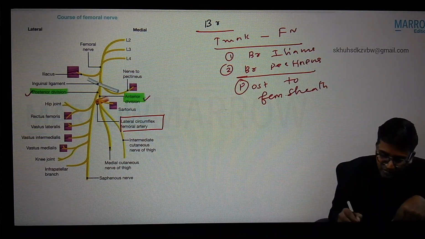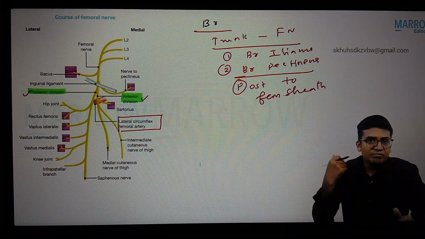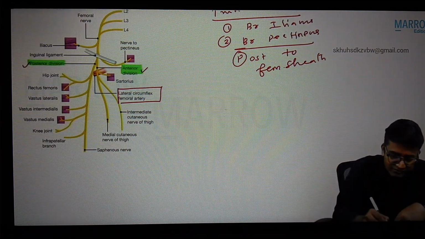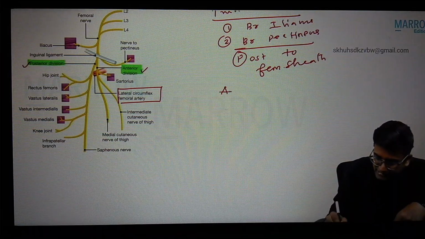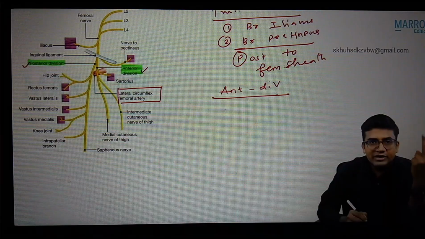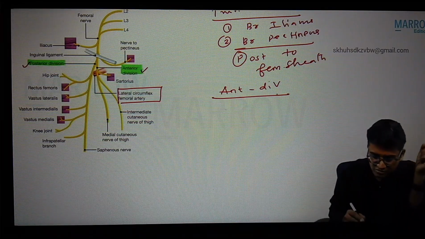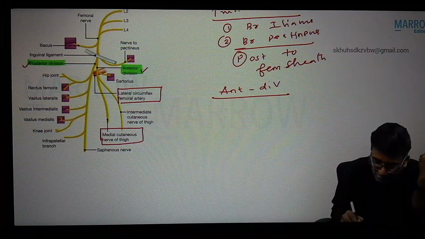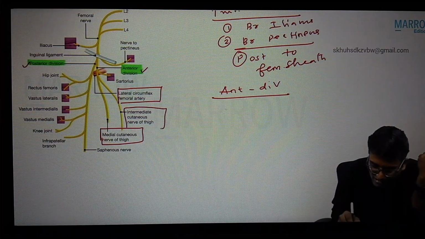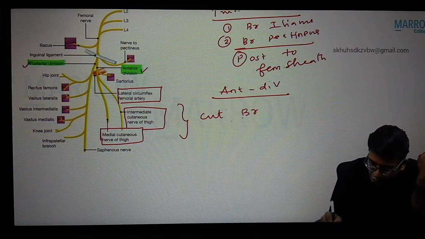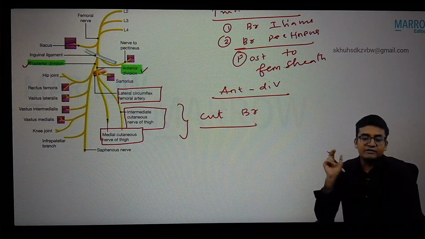Right. Next one. Now what are the branches given by the anterior division of femoral nerve? The anterior division of femoral nerve gives two cutaneous branches and one motor branch. What are those? Medial cutaneous nerve of thigh, intermediate cutaneous nerve of thigh. Now these two are cutaneous branches from the anterior division of the femoral nerve.